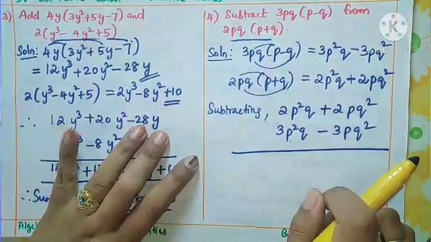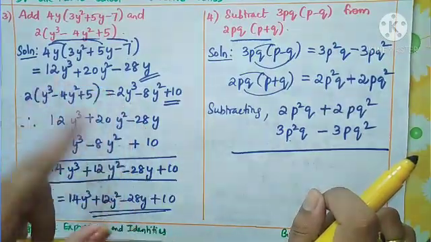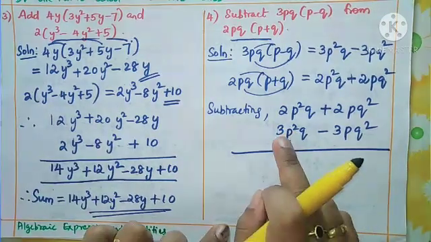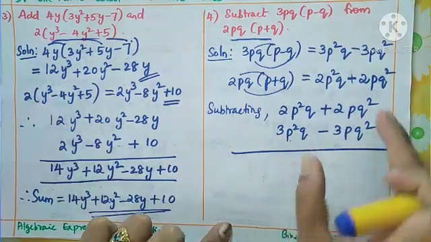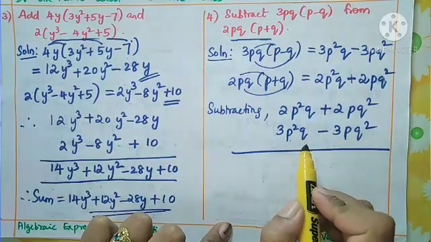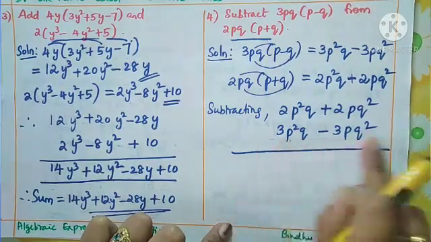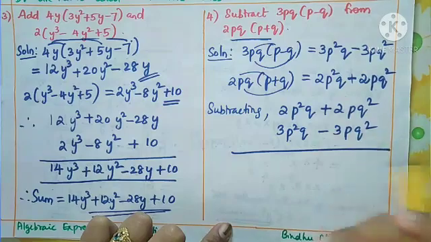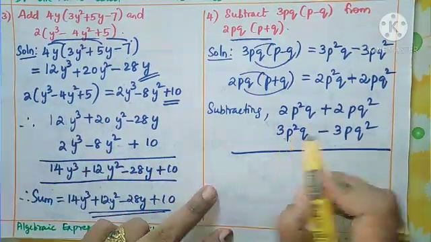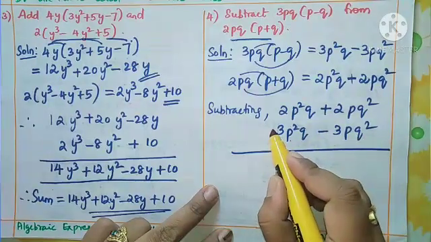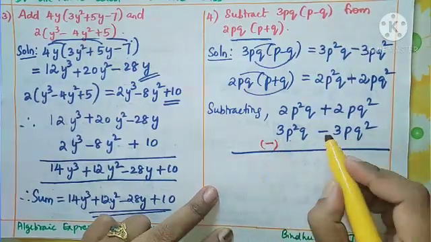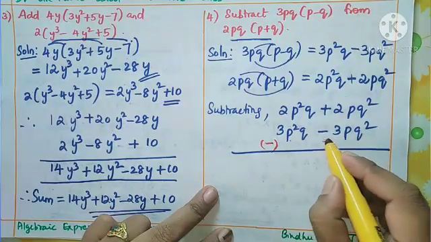Now you see, in addition, we did the addition very easily, directly. But in subtraction, what you want to do is, when you subtract, you want to change the sign of the second polynomial. That is in the second line. So what happens? Here you see, the second polynomial sign here is plus, no? So that will change into minus. And here, minus will change into plus.